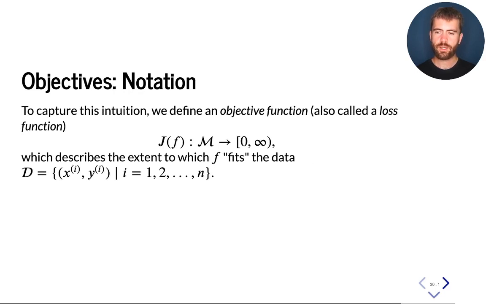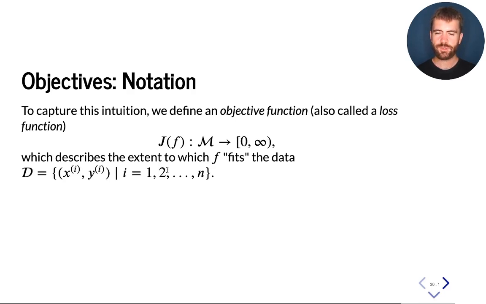So we have defined what a model class is. Let's now define what an objective is. An objective function, which is also called a loss function, is a term also used in many applications. You can think of it as a function which assigns a score to each model in our model class. And this score we can think of as being a positive number between 0 and infinity. And this describes the extent to which f fits the data in our data set.